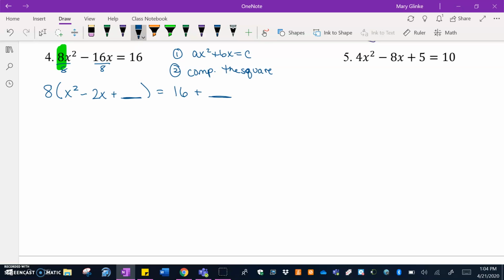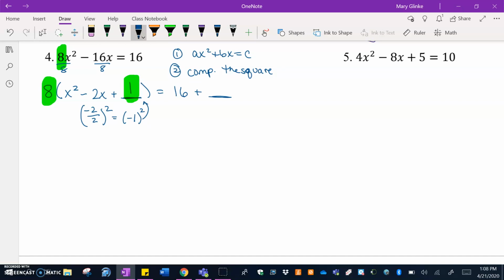So I'm going to go ahead and actually do my b divided by 2 and square it. Notice my b value changed because I factored out the GCF. This is going to end up being a negative 1 squared. So negative 1 squared is a positive 1, and so that's what we are adding on the left-hand side inside the parentheses. But here's where we have to be very careful because we think we're adding 1 here, but we have factored out a GCF of 8. So we are really adding 1 times 8 on the left-hand side.